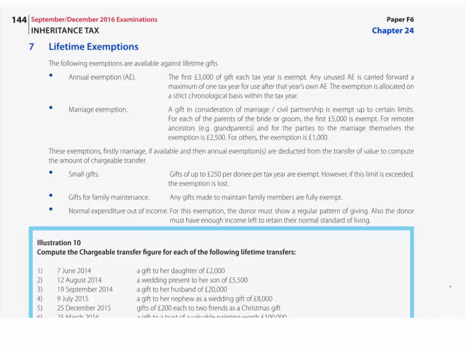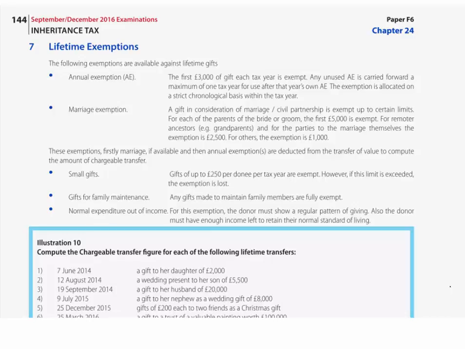In our studies of IHT so far, we've seen all of the computations that we may be called upon to prepare by the examiner. They are, firstly, in lifetime, if there's a transfer into a trust, we label it as a CLT, a chargeable lifetime transfer, and we attempt to compute the lifetime transfers chargeable when made computation. It's headed lifetime transfers chargeable when made. We only put CLTs to it.